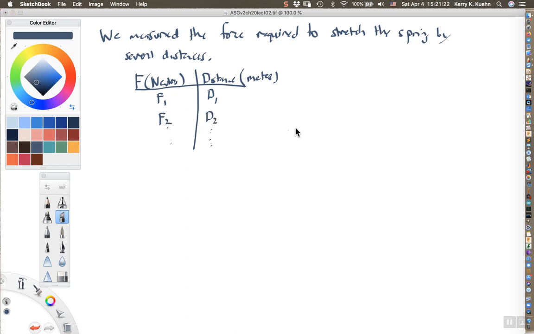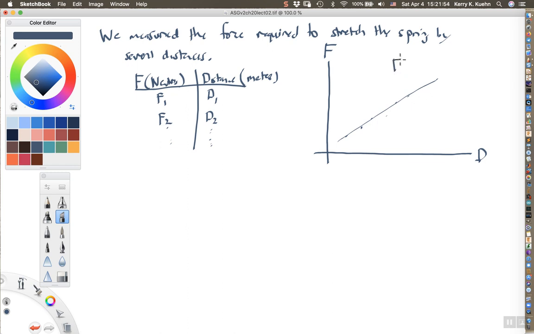That was our data. So what you're going to need to do is find the spring constant, that is the stiffness of the spring, and you can do that by plotting your data, force versus distance. And you're going to find that as you stretch it by different distances, the force is going to go up like this. And what you need to do then is fit a straight line to your data. And the slope of that straight line is what's called the spring constant.